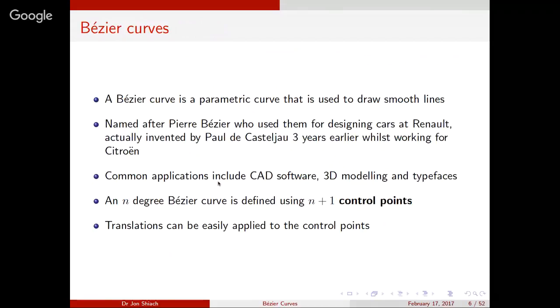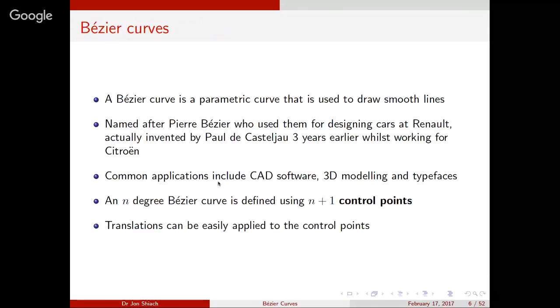Common applications: computer-aided design software. If you're designing a car, I don't know whether you've seen any old cars from the 60s, very box shaped. More modern cars tend to be curves. So common applications are design software, 3D modeling, and typefaces. When you type something on a computer, typefaces, or the fonts, are defined using Bezier curves.